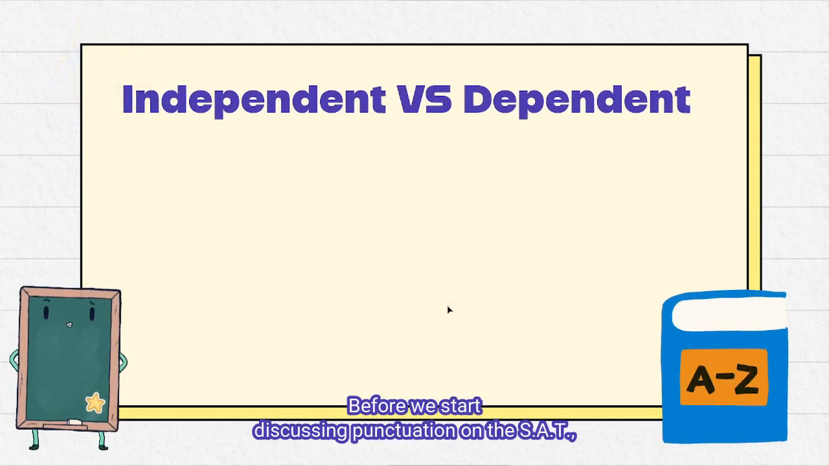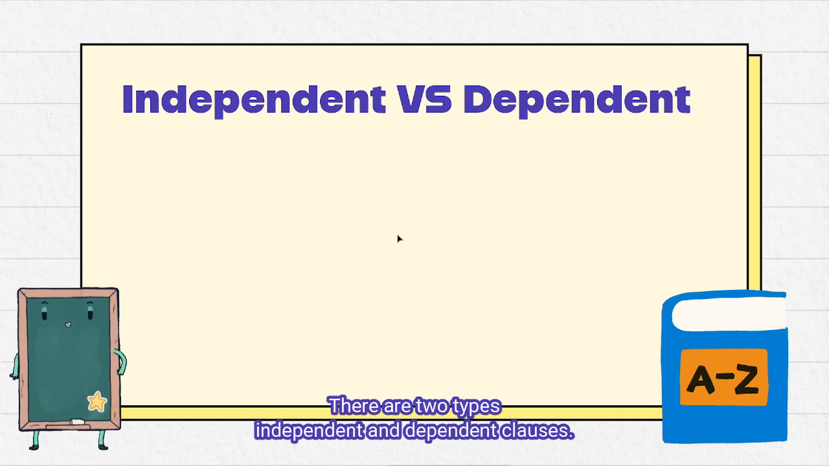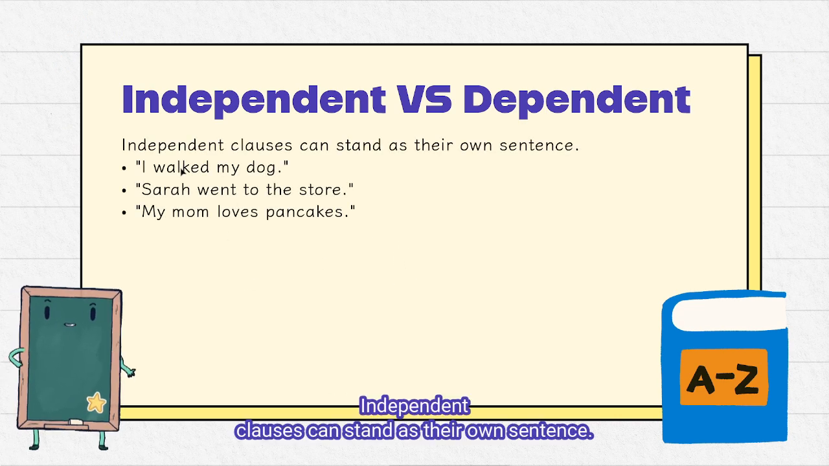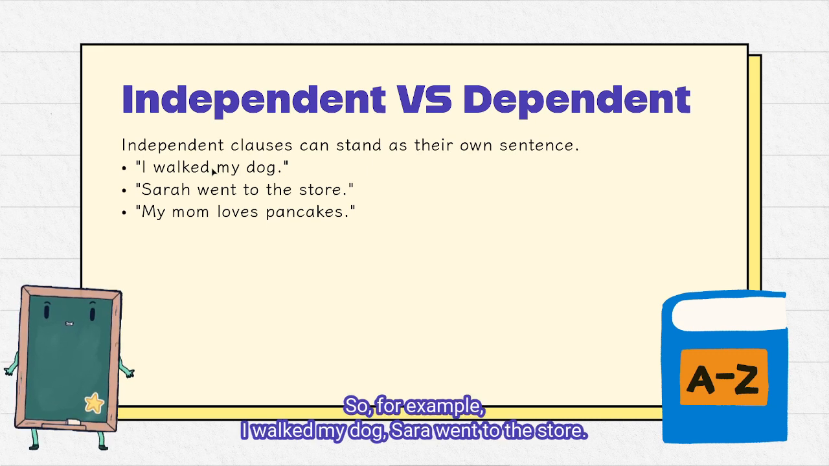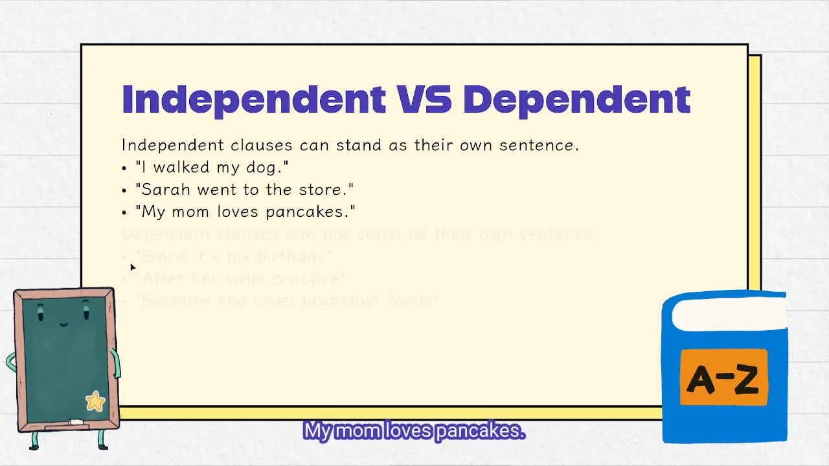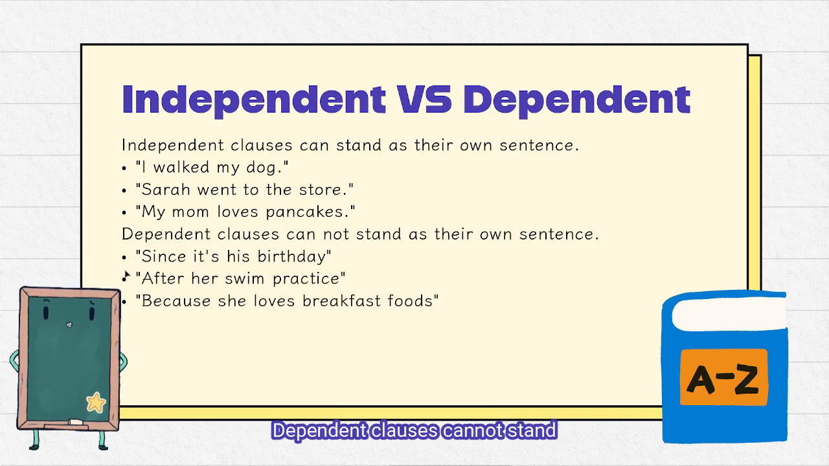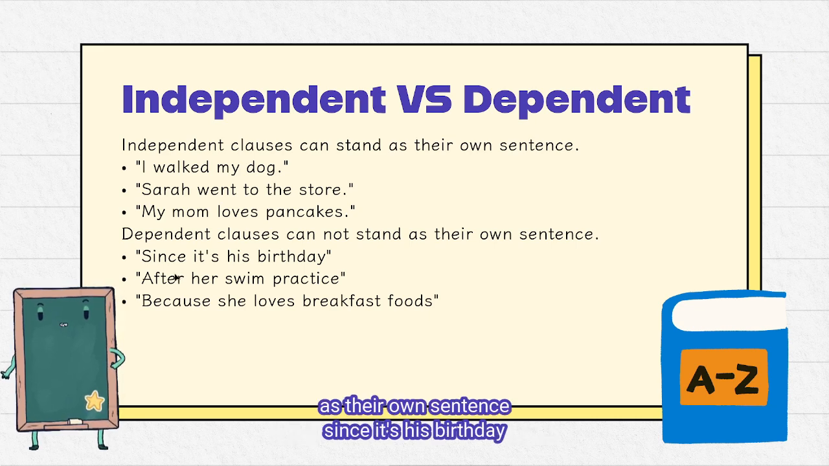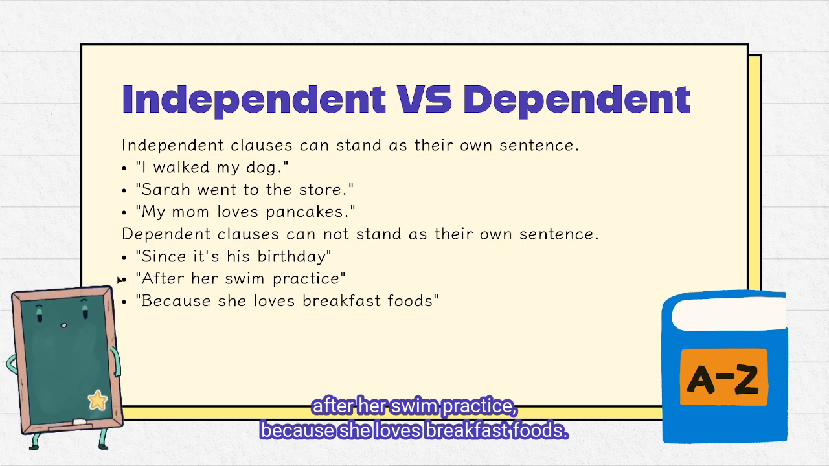Before we start discussing punctuation on the SAT, we need to talk about clauses. There are 2 types, independent and dependent clauses. Independent clauses can stand as their own sentence. They're their own individual idea. So for example, I walked my dog, Sarah went to the store, my mom loves pancakes. Dependent clauses cannot stand as their own sentence. Since it's his birthday, after her swim practice, because she loves breakfast foods.